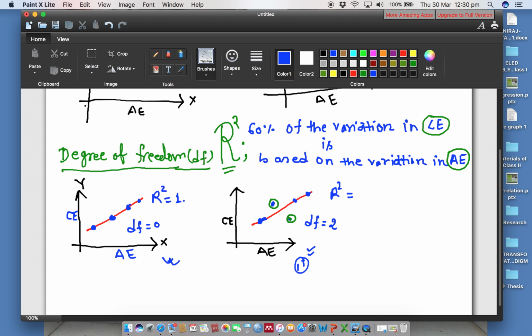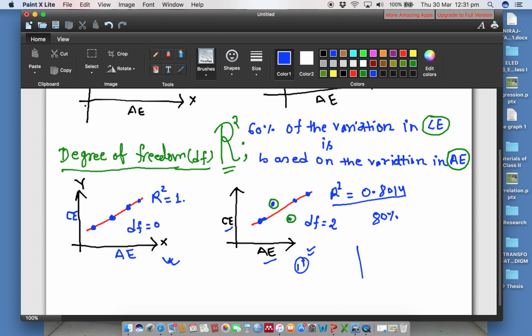So we can say the value of R square is 0.8014. Then only 80% of this variation is based on the other variation. These two, cognitive engagement and affective engagement, are related only 80%, or 80% of the variation in cognitive engagement is based on the variation in affective engagement. This way, we can talk about the concepts of degree of freedom and R square.